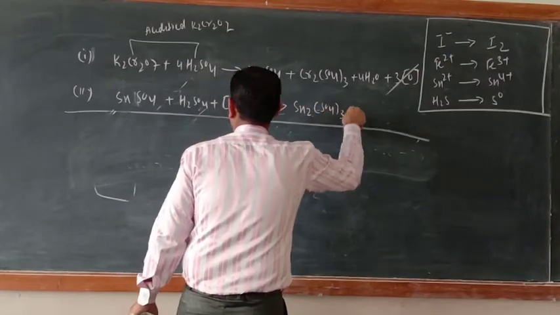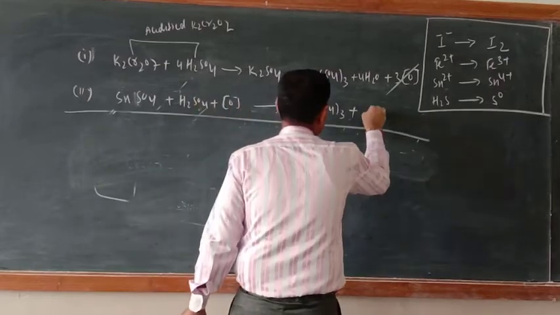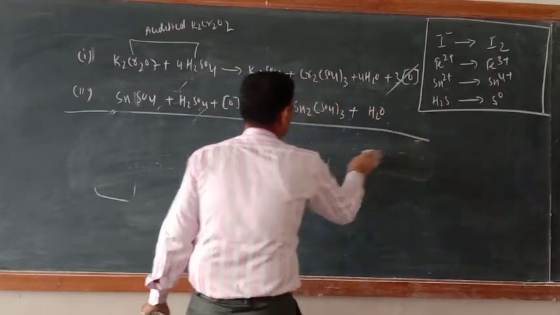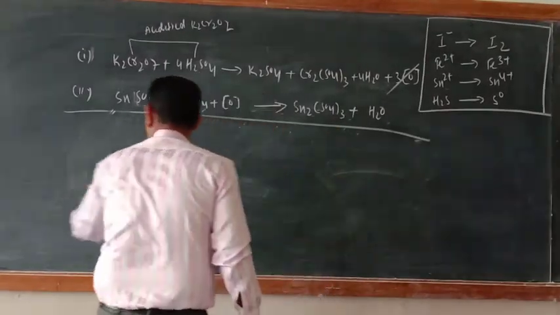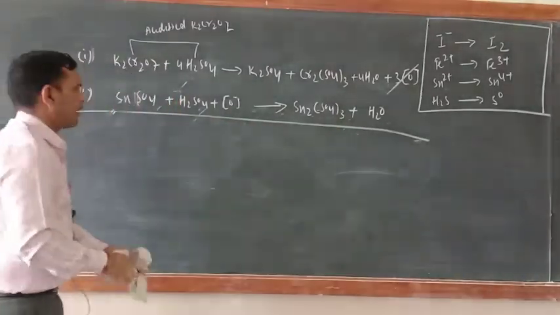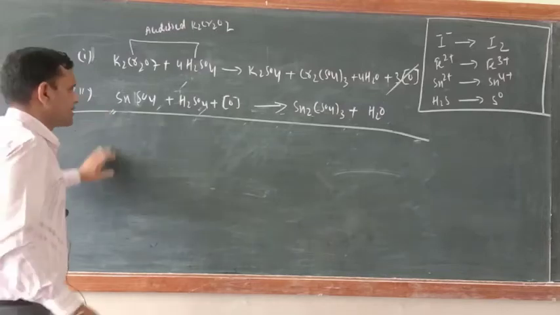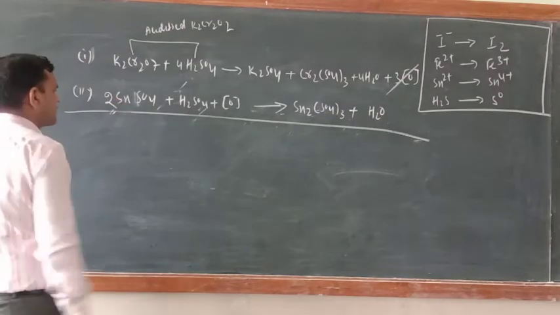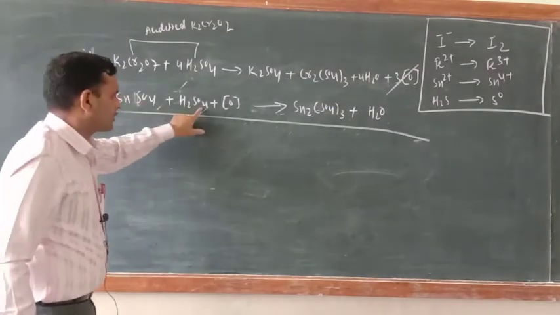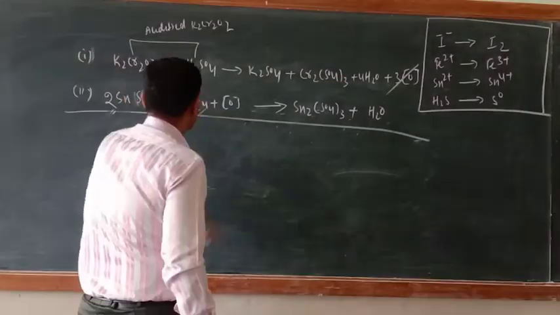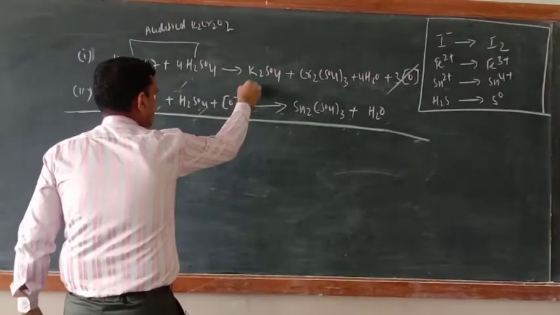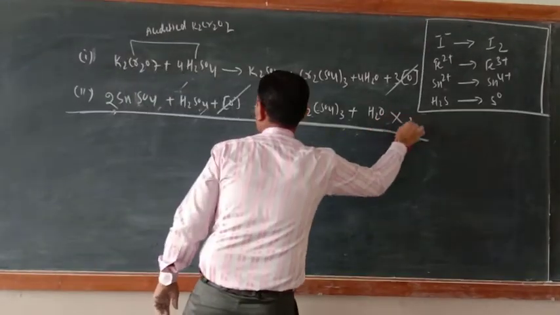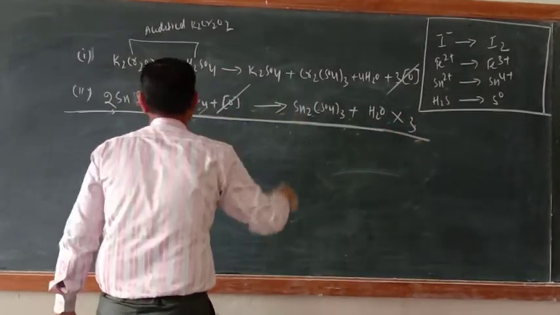Sn2SO4 whole thrice plus H2O plus H2O. Okay, so now just see, things are not balanced. Let us make this one 2. So 2SO4, 3SO4 plus H2O plus H2O. So now 3, it should be multiplied with 3. Yes, so 3 is cancelled out.